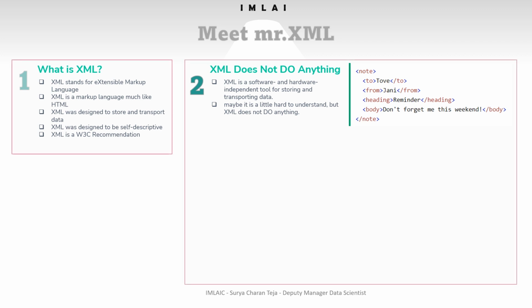So if you see this example, it's quite self-descriptive. It has sender information, that's Jenny, and it has receiver information, that is Toe, and it has a heading, that's a reminder, and it has a body, that's don't forget me this weekend. Let's catch up. So let's write this XML file exactly the same way.